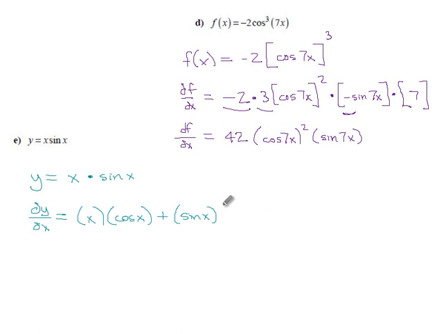And the derivative of the first part is 1x to the 0, or just the number 1. So this cleans up to x cosine x plus sine x. And there's no obvious way to improve that, so I think we stop right there.